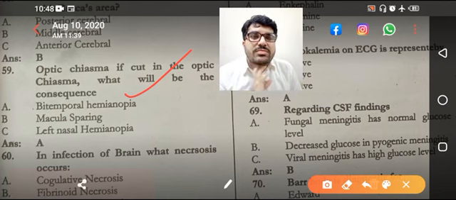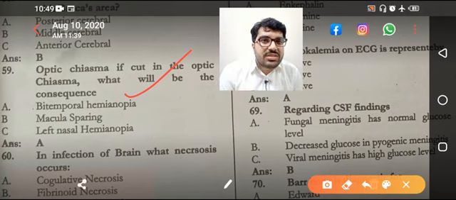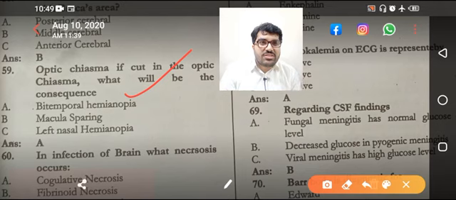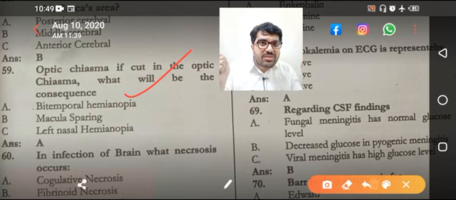Now over here I will suggest that if they are asking about the visual fields, that is actually the bitemporal hemianopia. But if they are asking about the nerves, so that is the nasal side. If they are asking about what will be the consequence, the answer is absolutely right, bitemporal hemianopia. But if they ask which side of the retina is affected, the answer is medial side. Or if they are asking about which nerve fibers are affected, that are the fibers on the nasal side, because the nasal side picks the temporal side, and the temporal side picks the nasal side.